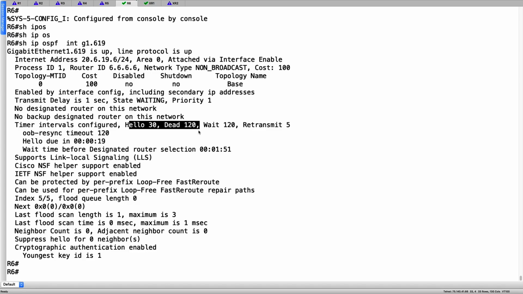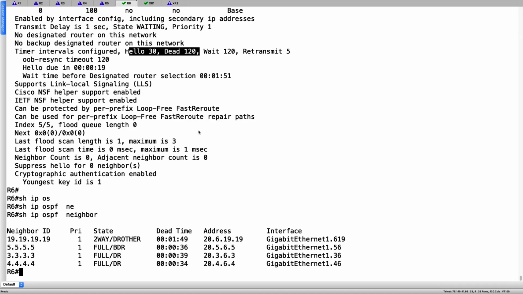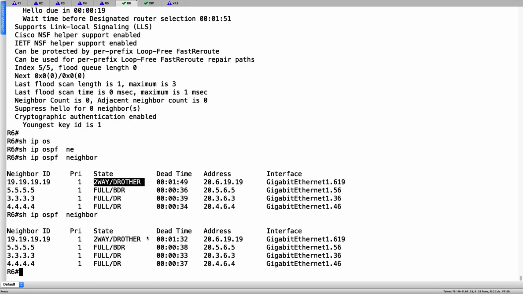So hellos are normally sent as a multicast. So we need to convert this to be a unicast. Otherwise, your neighborship would not establish. If I do a show IP OSPF neighbor, I do not have neighborship with XR1. It's stuck at two-way state. I don't have the adjacency with my IOS XR1.